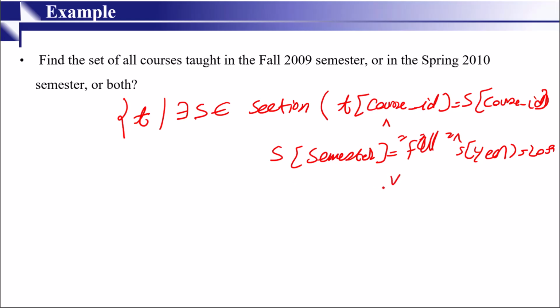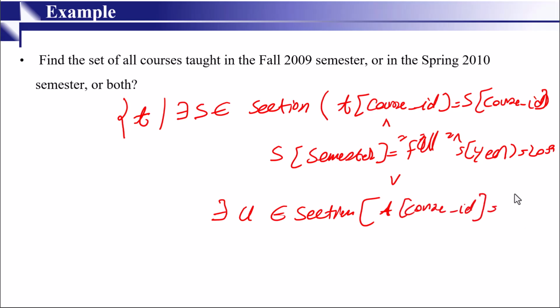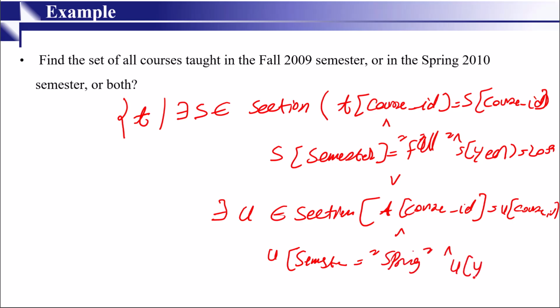Then there exists U in section, the same T.course ID is equal to U.course ID, right? And U.semester is equal to spring, and U.year is equal to 2010. In this way, we can do the same thing but with different notation.